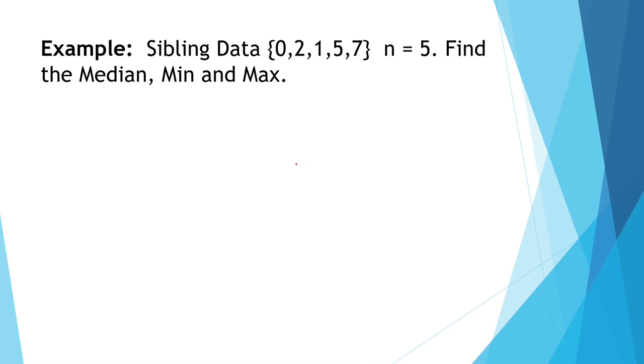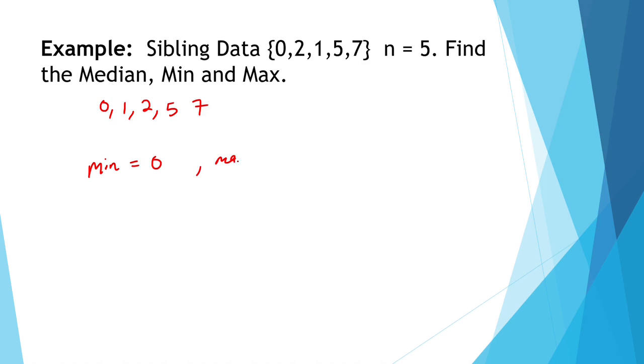Example, sample data 0, 2, 1, 5, 7. Here n is equal to 5, which means our sample size is 5. Find the median, minimum, and maximum. First, we need to order the data set from smallest to biggest. So we'll say 0, 1, 2, 5, 7 is the order from smallest to biggest. The minimum is really easy to find. It's the smallest value. That is 0.